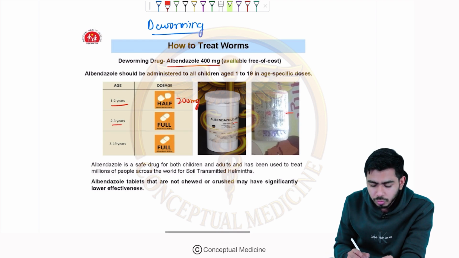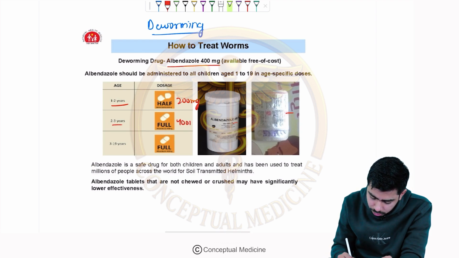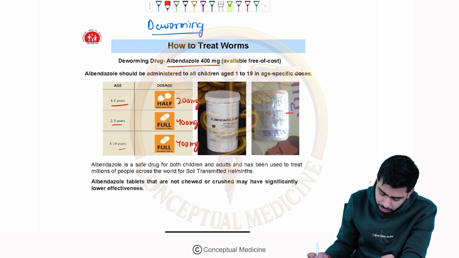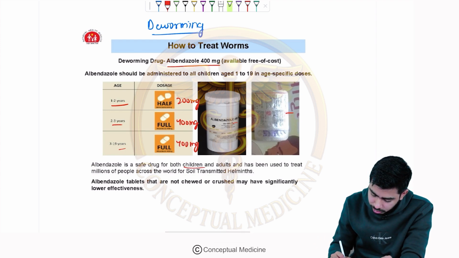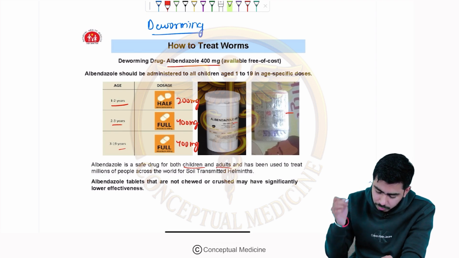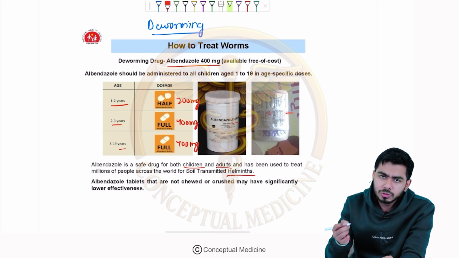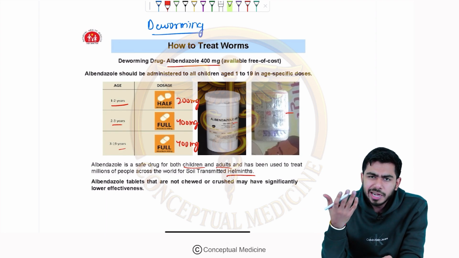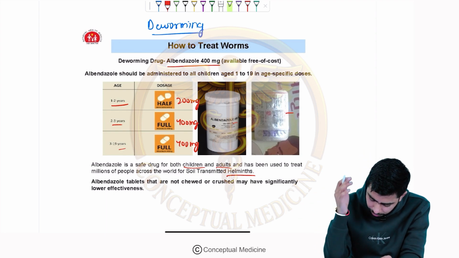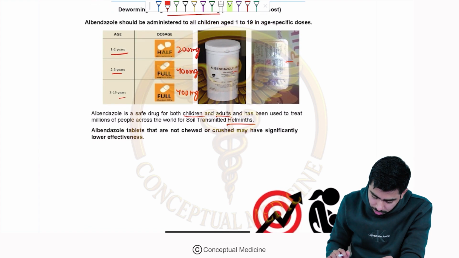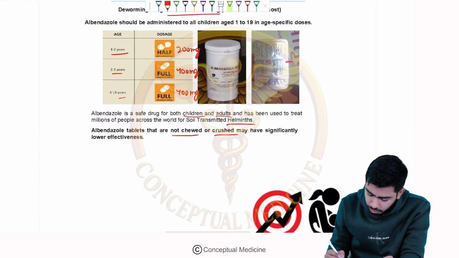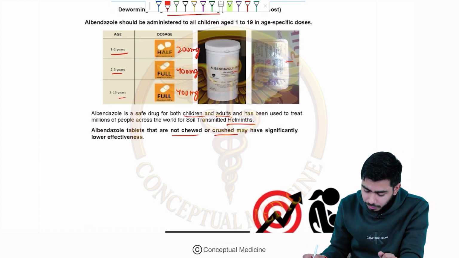For children 2 to 3 years and more than 2 years, we are giving the full tablet only, that is 400 mg. And for 3 to 19 years, again 400 mg of albendazole we are giving. It is safe for both children and adults, and has been used to treat millions of people, to treat the helminths, mainly the ascaris. It is the anti-helminthic drug, as I told you earlier as well. They should not be chewed or crushed, because they might have lower effectiveness due to that.